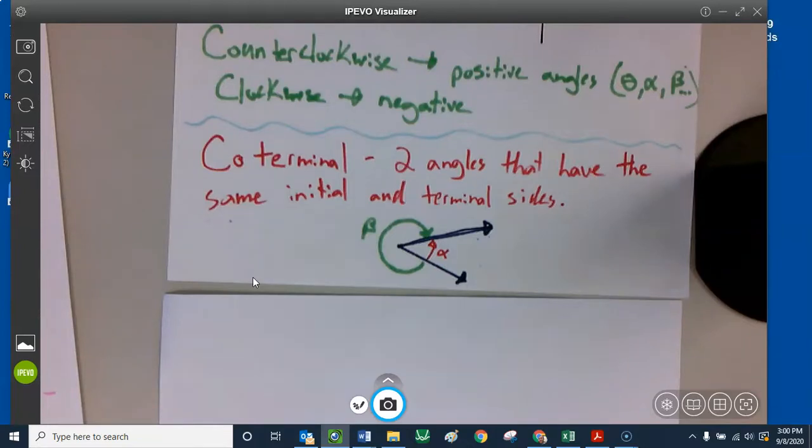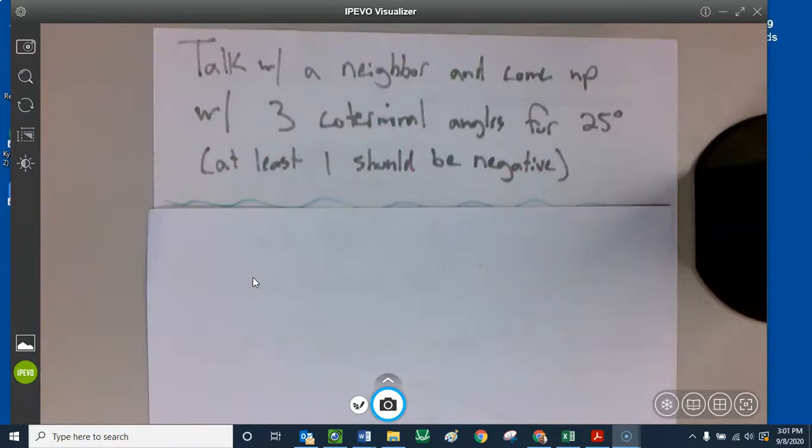Okay, coterminal angles. This would have been the point in the notes when I did a little bit of neighbor talk. Turn and talk with your neighbor, and I want you to find 3 coterminal angles for 25 degrees. And I want at least one of them to be in the negative direction. It needs to be a negative angle. So hit pause if you need to. Draw yourself a picture if you need to, but take some time and find 3 coterminal angles for 25 degrees.